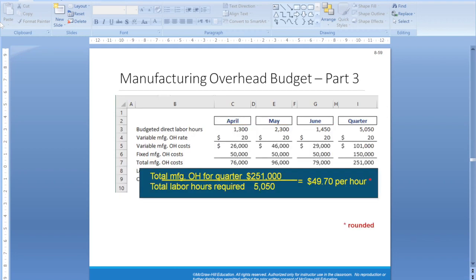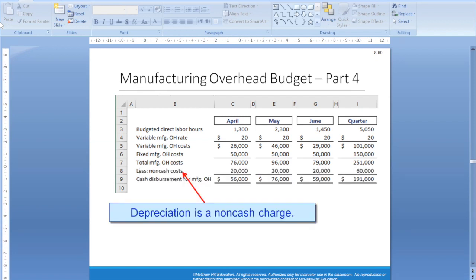The fixed manufacturing overhead cost is 50. So 26 plus 50, the total manufacturing overhead costs will be 76,000. I will deduct the non-cash costs because I'm not paying cash for depreciation, but it is still an expense. So 76,000 minus 20 gives me 56,000. This refers to cash payments or disbursements for manufacturing overhead: 56,000.